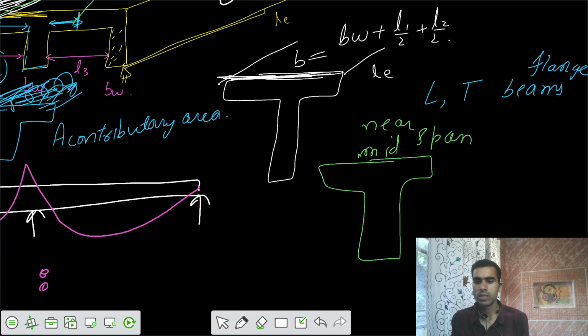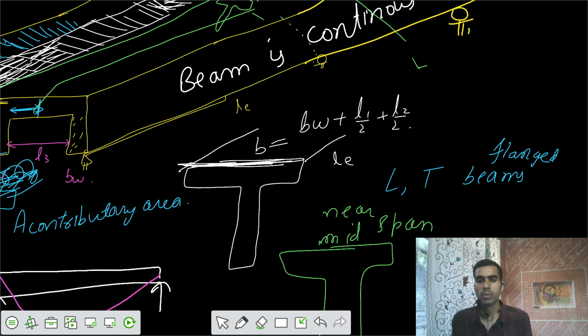I have to design these two kinds of beams. Design means you have to say how much steel we have to provide: Ast, the area of steel for tension reinforcement.